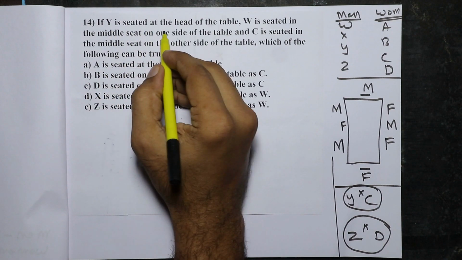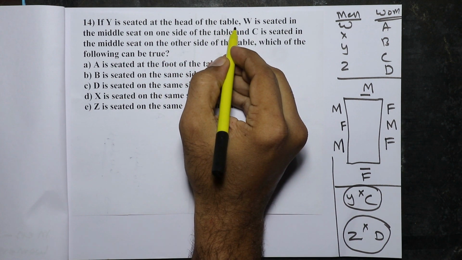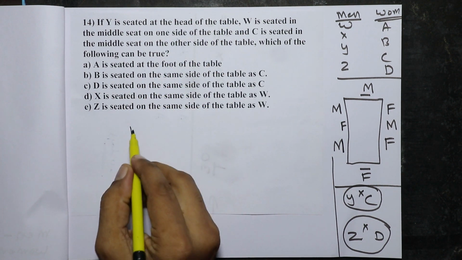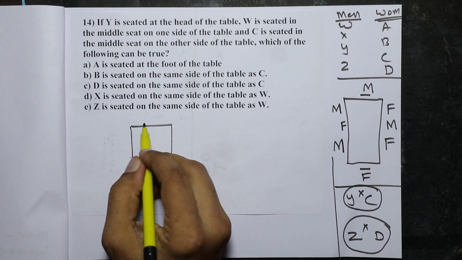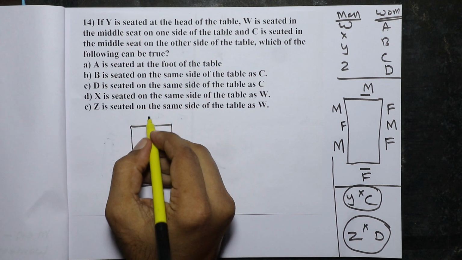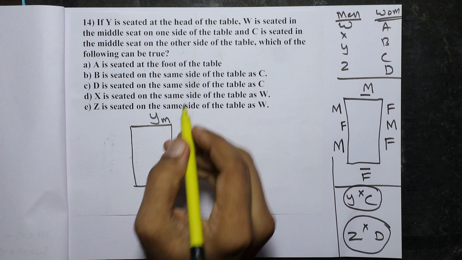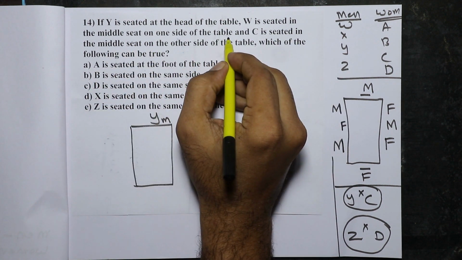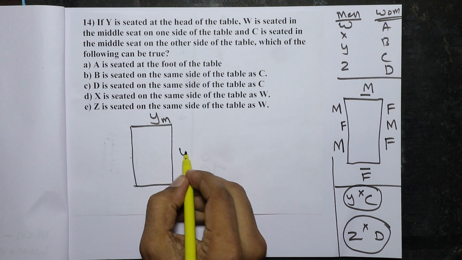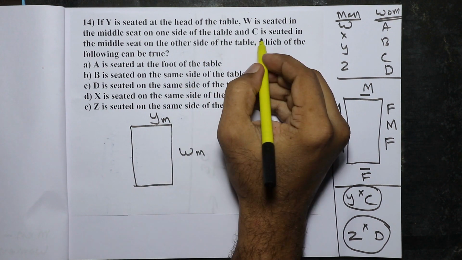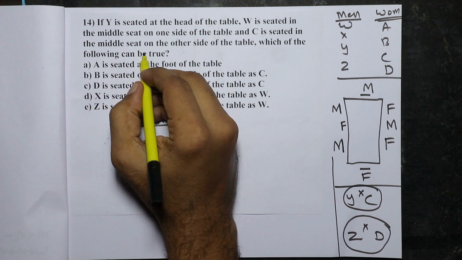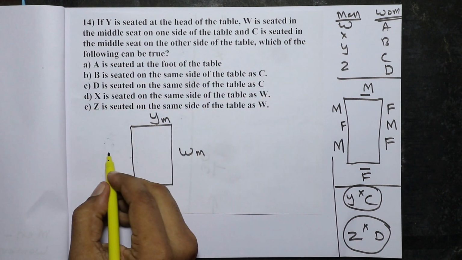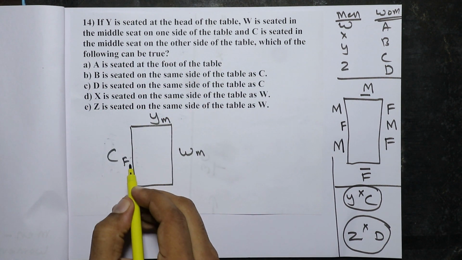If Y is seated at the head of the table, so you have the table like this. Y is seated at the head of the table. So Y is here and Y is male. And W is seated in the middle seat on one side of the table. So W is here, W is male. And C is seated in the middle seat on the other side of the table. So C is here and C is female.